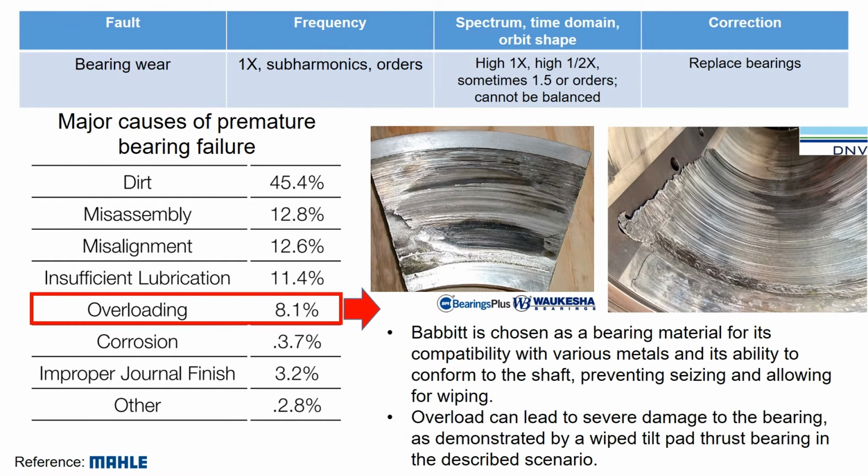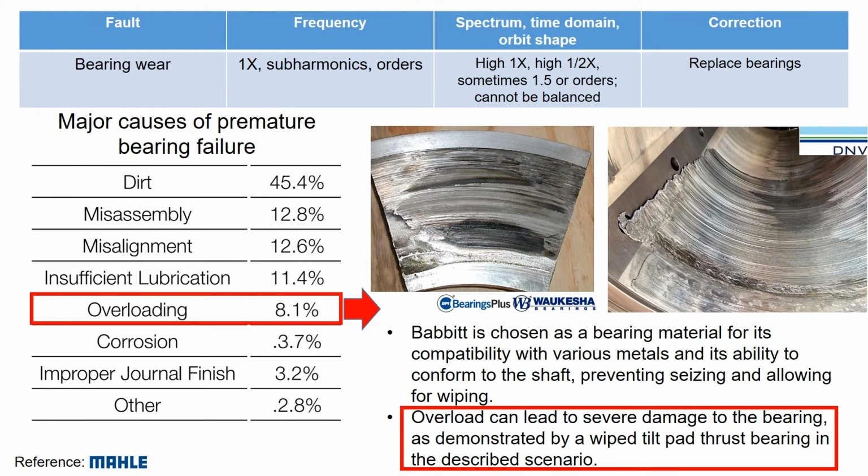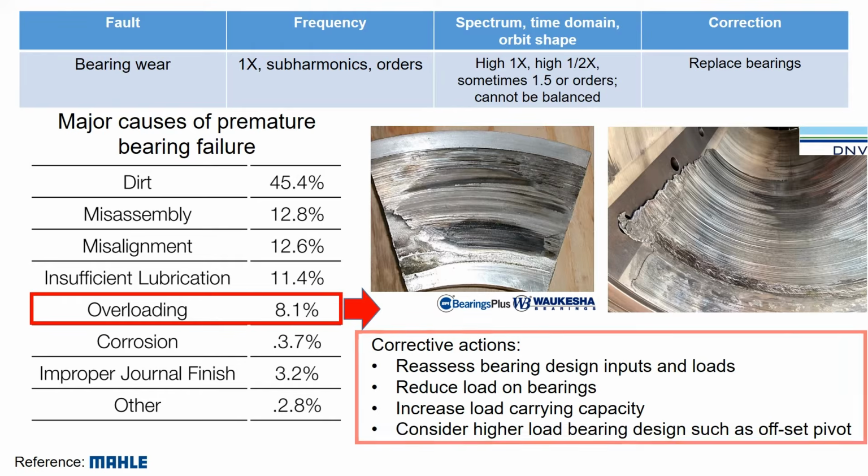Here are the photos of bearing damage due to overloading. Overload can lead to severe damage to the bearing, as you can see from these photos. Corrective actions involve reassessing the design inputs and loads, reducing the loads, and considering a higher load bearing design.